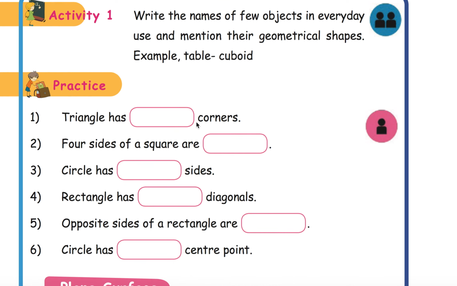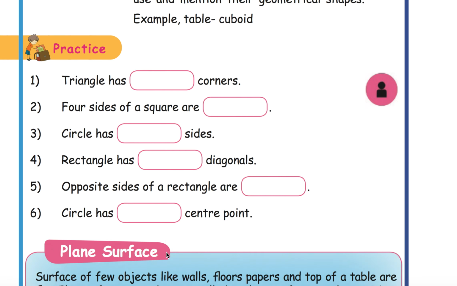Triangle has how many corners? 3 corners. 4 sides of a square are equal. Circle has dash sides? No sides. Rectangle has dash diagonals? 2 diagonals. Opposite sides of rectangle are equal. Circle has dash center point? 1 center point.